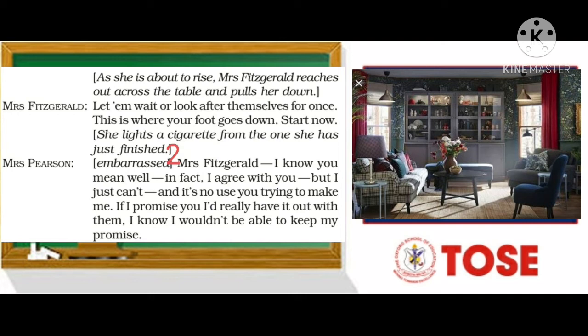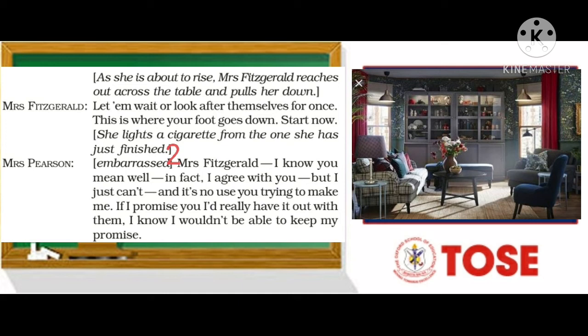Mrs. Pearson, embarrassed. Mrs. Fitzgerald, I know you mean well. In fact, I agree with you, but I just can't, and it's no use you trying to make me. If I promise I'd really have it out with them, I know I wouldn't be able to keep my promise.